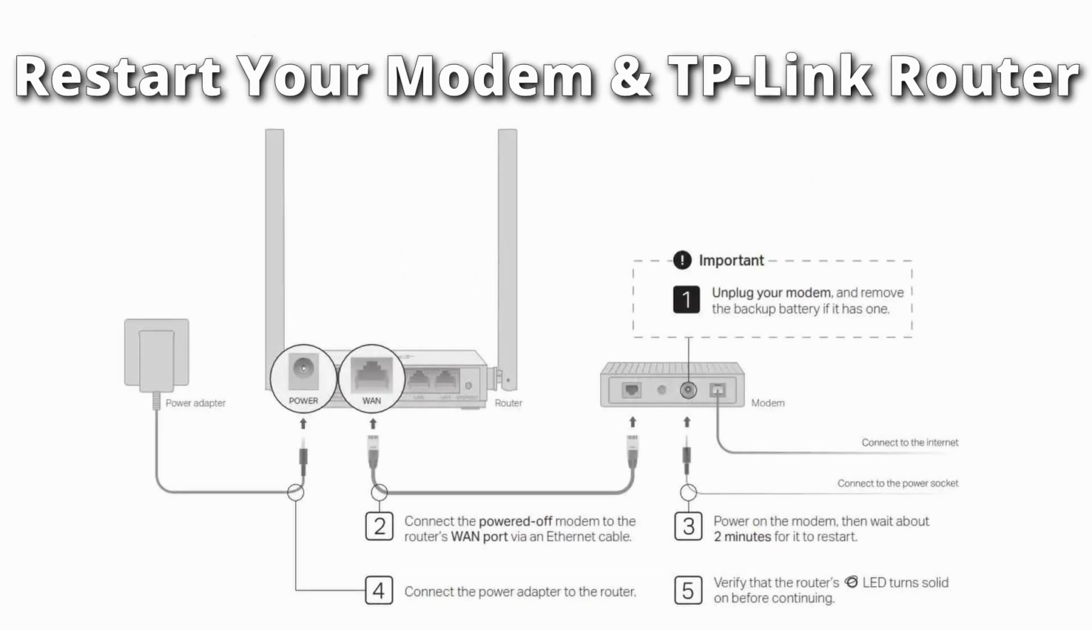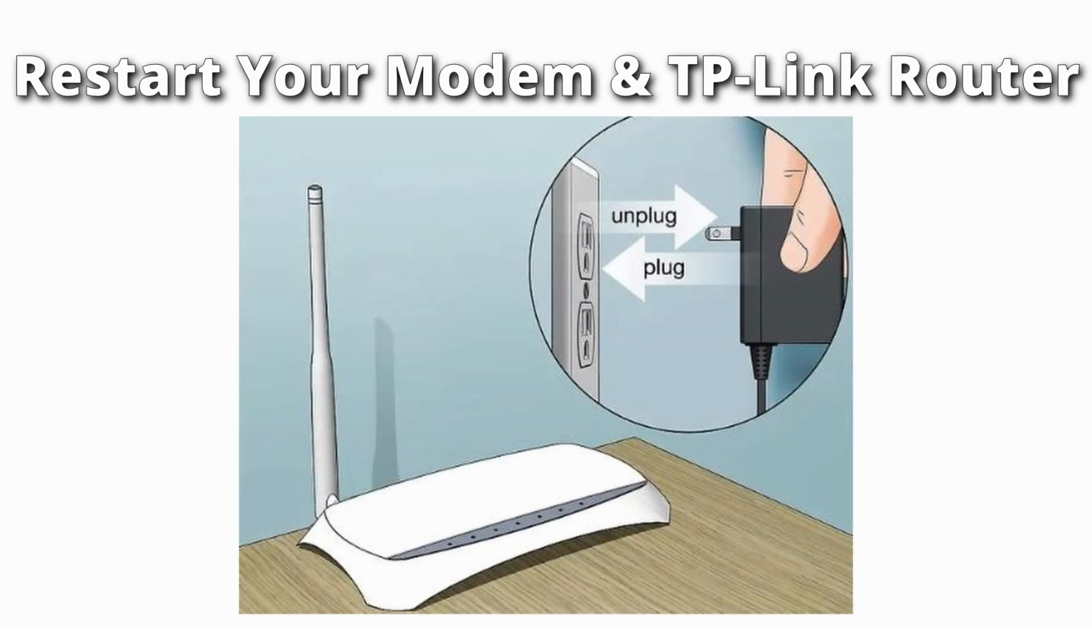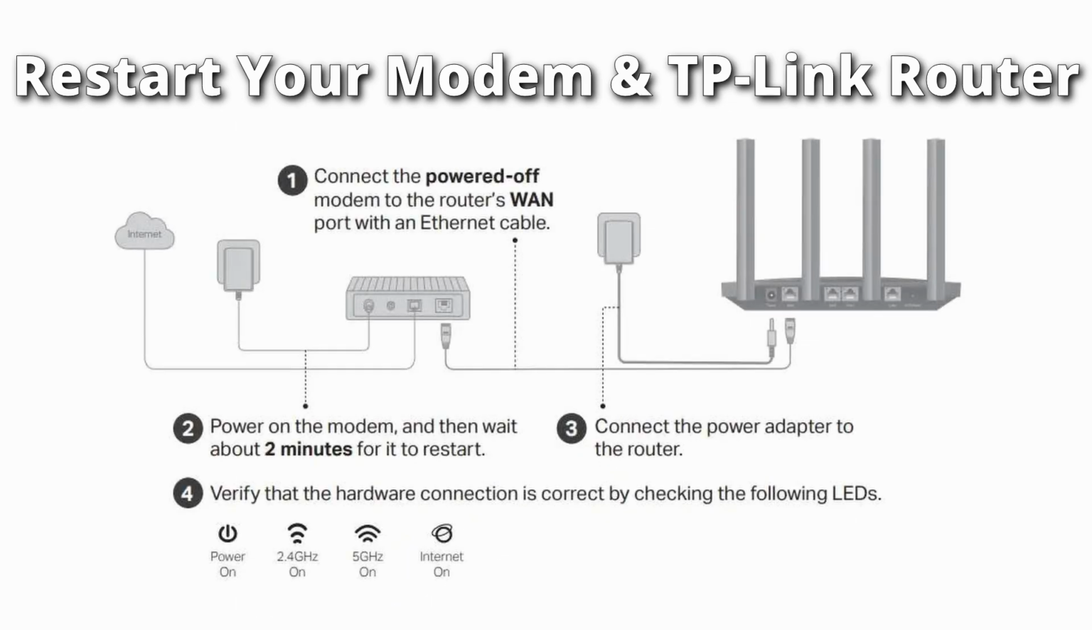First, restart your modem and TP-Link router. Unplug your modem and router. Wait about 1 minute, power the modem back on, wait for it to reconnect, and then power the TP-Link router back on. Give everything a few minutes to establish the connection again. If the red internet light disappears, the problem was likely a temporary connection issue.